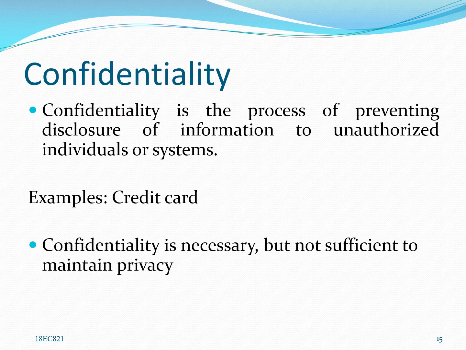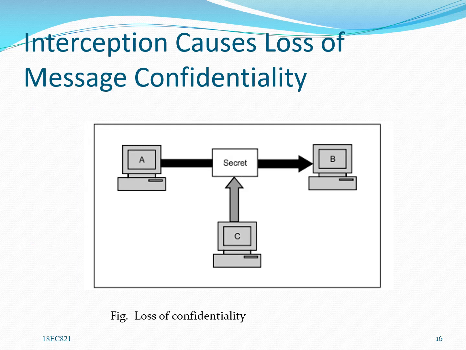So we can define it like this: confidentiality. Confidentiality is the process of preventing disclosure of information to unauthorized individuals or systems. For example, you can give a credit card. Confidentiality is very necessary. This is one example of loss of confidentiality.